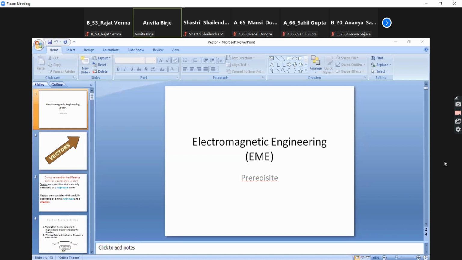So let us first understand how to write down a vector in the rectangular coordinate system. In the rectangular coordinate system, we represent any point in X, Y, and Z. For the time being, let us assume only a two-dimensional rectangular system wherein.